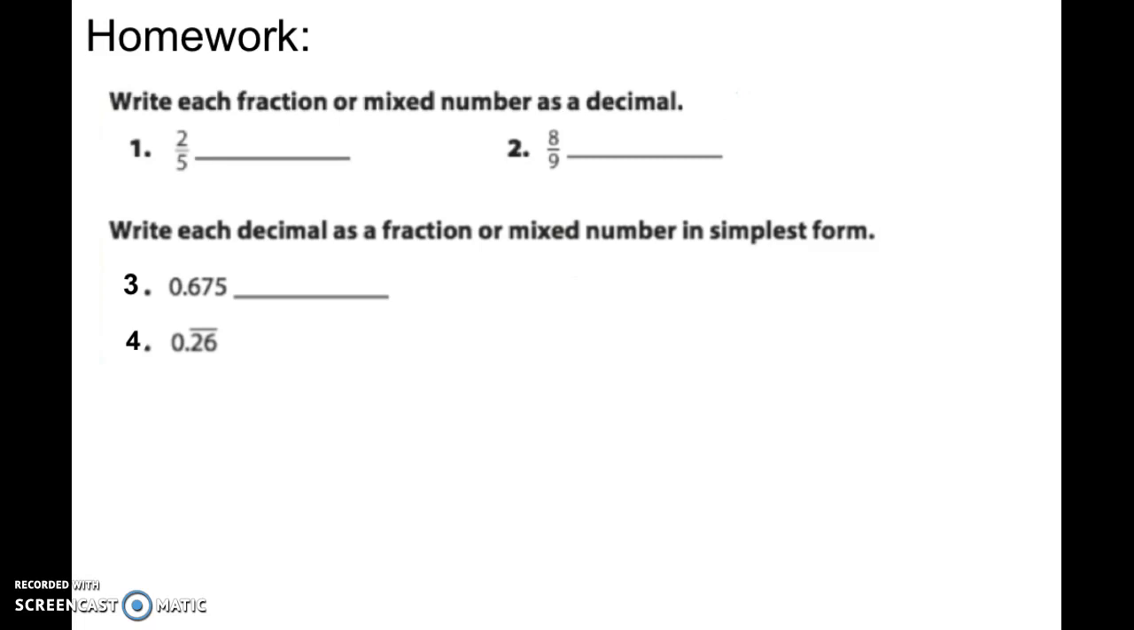You have 4 homework problems. The first 2, you are going to express these fractions as decimals. For the next 2, you are going to be expressing these decimals as fractions. Show your work, and we'll talk about it in class tomorrow.